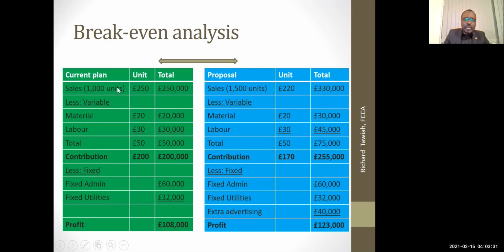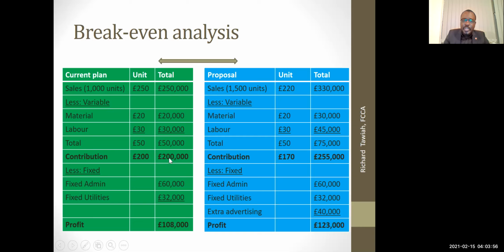So in the first scenario with a selling price per unit of 250, and we will be selling 1,000, we make total sales of 250,000. Material cost or direct variable cost per unit, 20 and 30, multiply it by the 1,000 units. This is what we get. Total variable cost is this, 50.